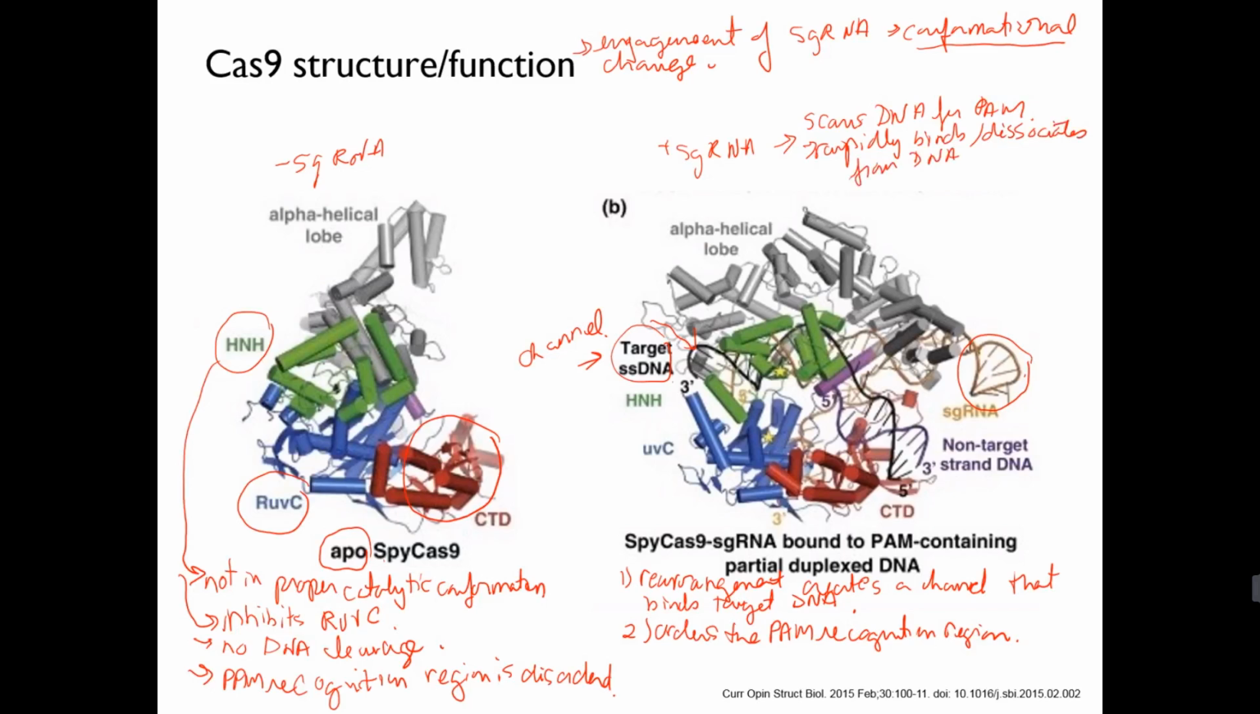Once it finds a PAM, it can catalyze unwinding of the duplex. That makes a transition from its search mode into its destroy mode. Once it finds the PAM, target strand unwinding commences, and then you're in a position where the target strand can be interrogated as to whether it is complementary to the guide. The goal of unwinding is basically asking the question: is the target strand complementary to the guide? So we look for complementarity.